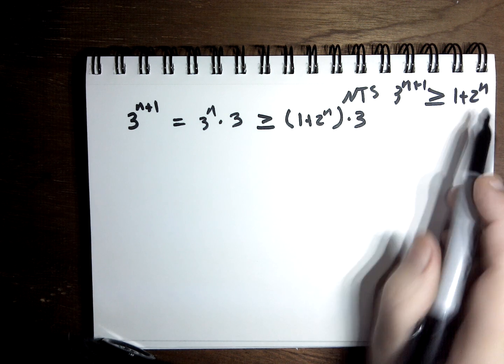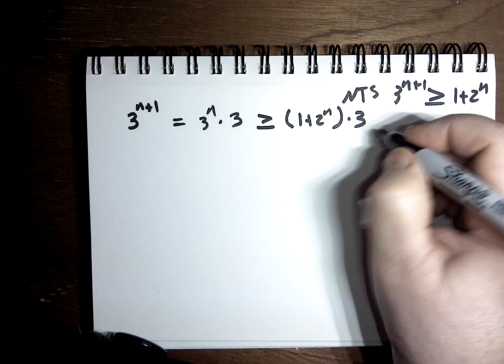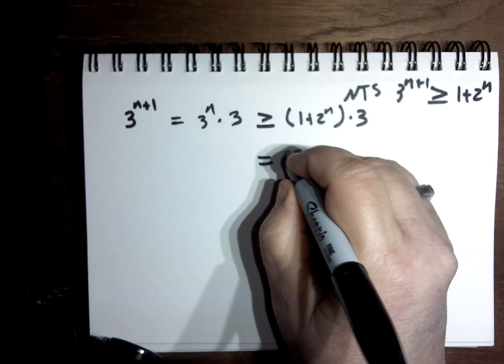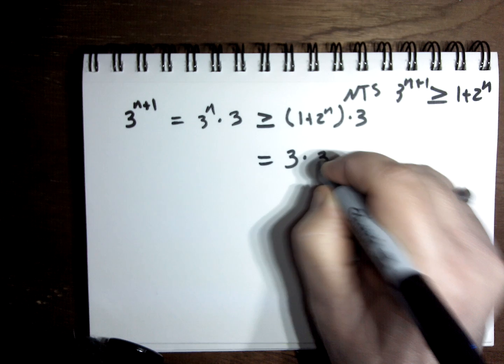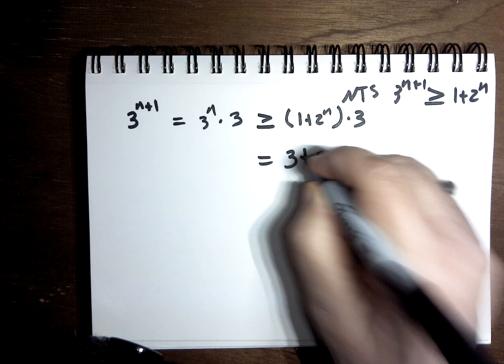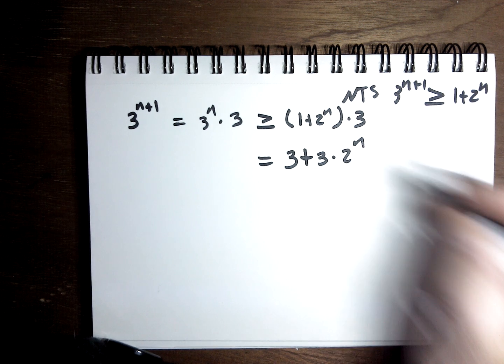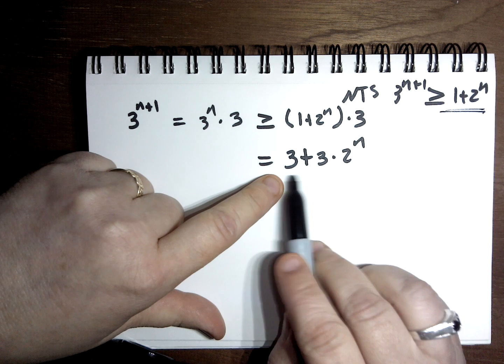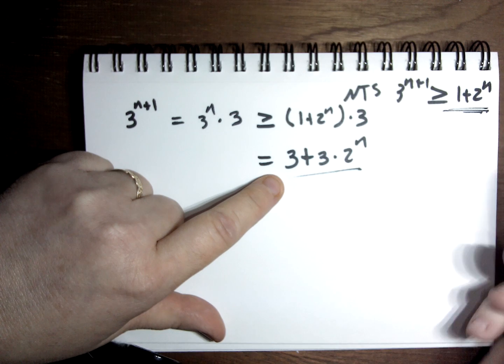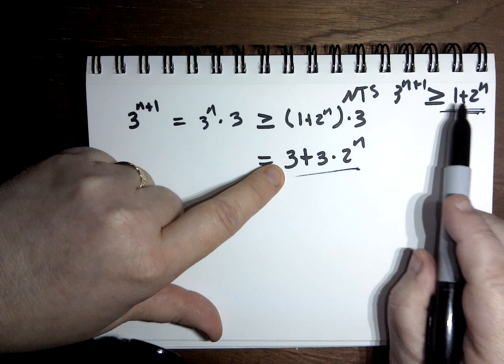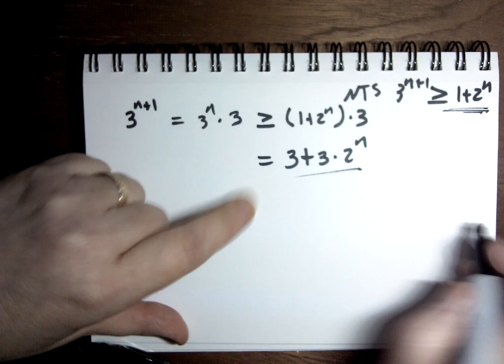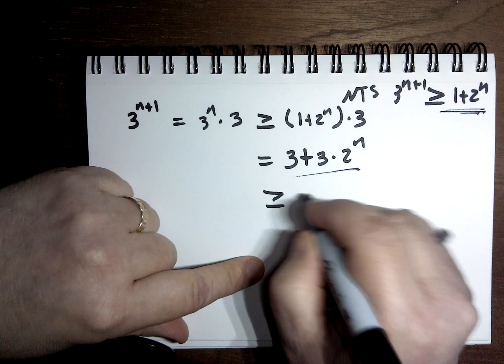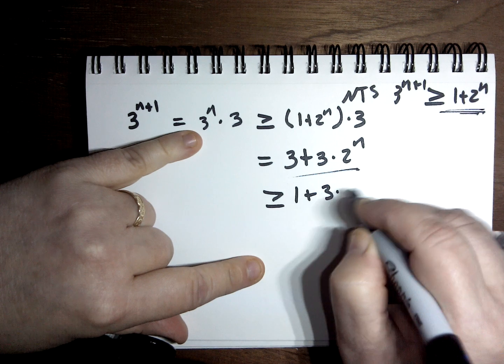What can I do? Let's pull the 3 through. This is equal to 3 times 1 plus 3 times 2 to the n. And that's where I'm going. I want this to be bigger than that. But think about this: is 3 bigger than 1? Well, yes, it is. So this is greater than or equal to 1 plus 3 times 2 to the n.